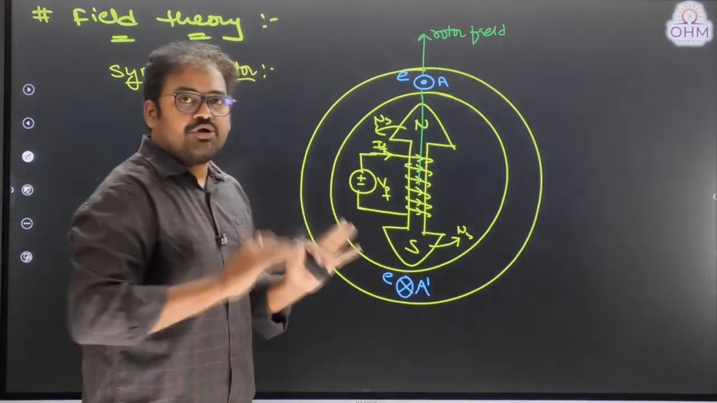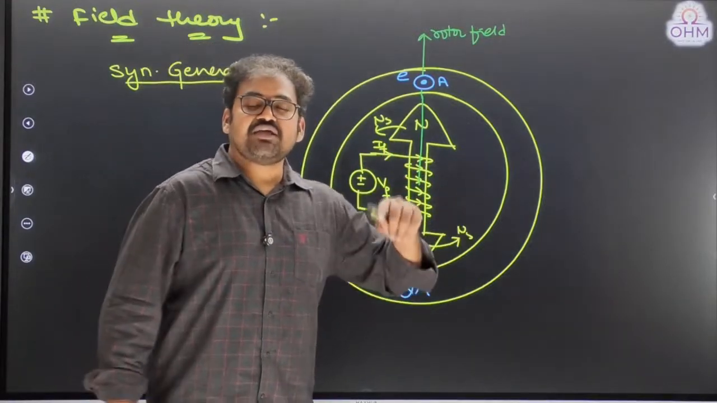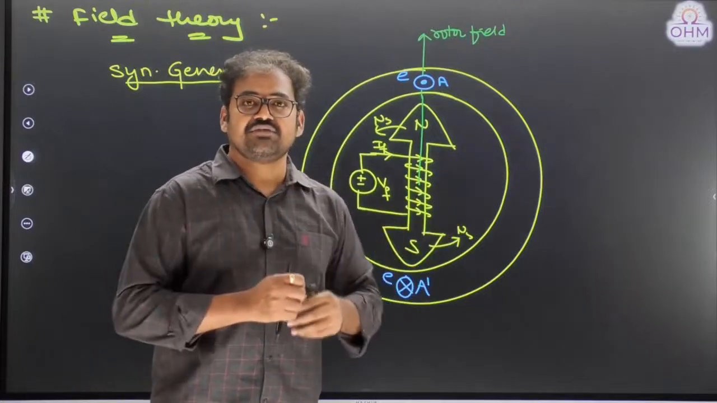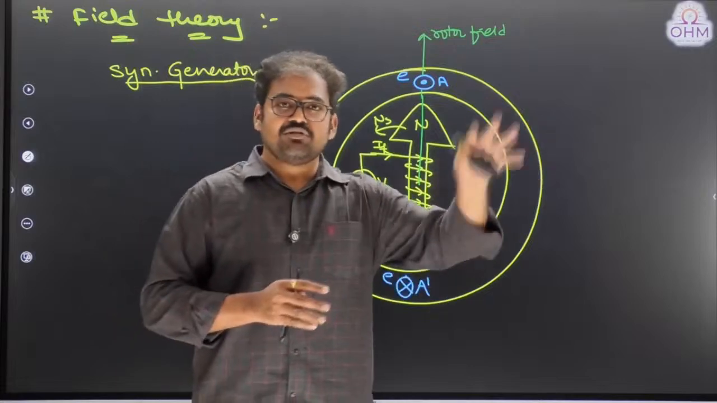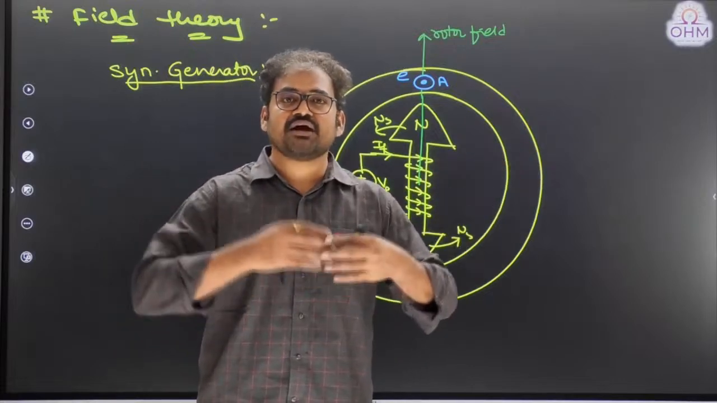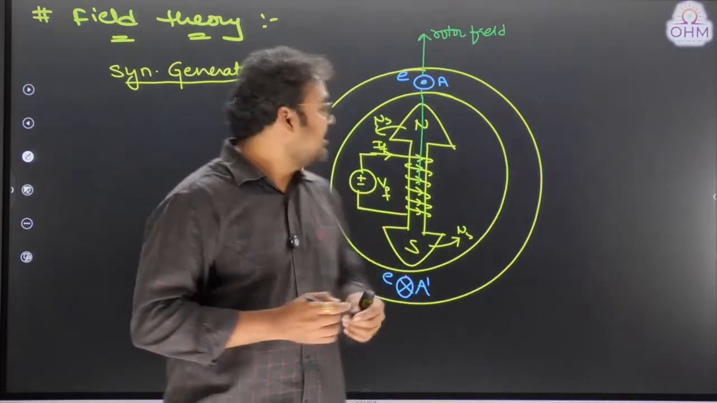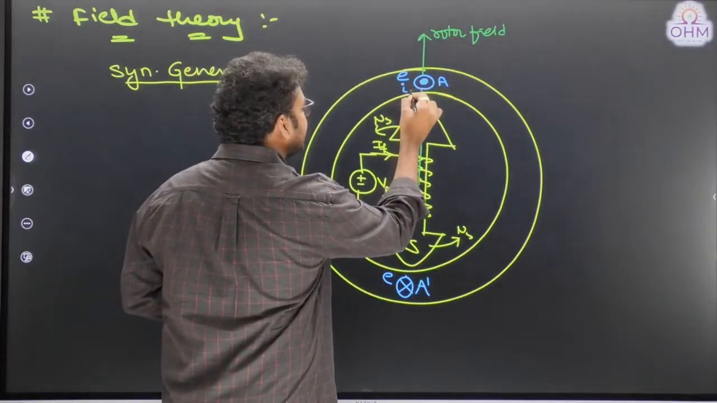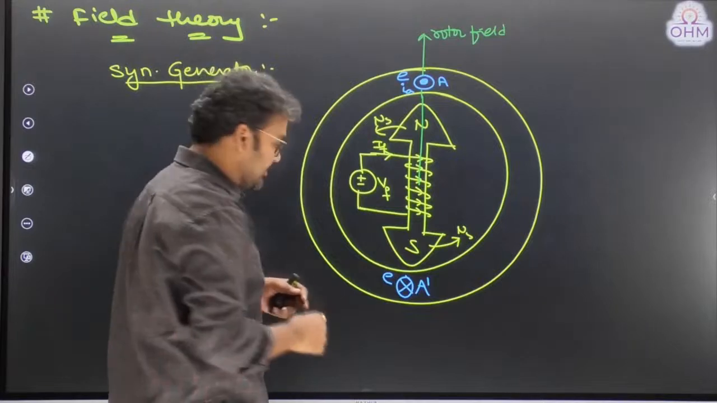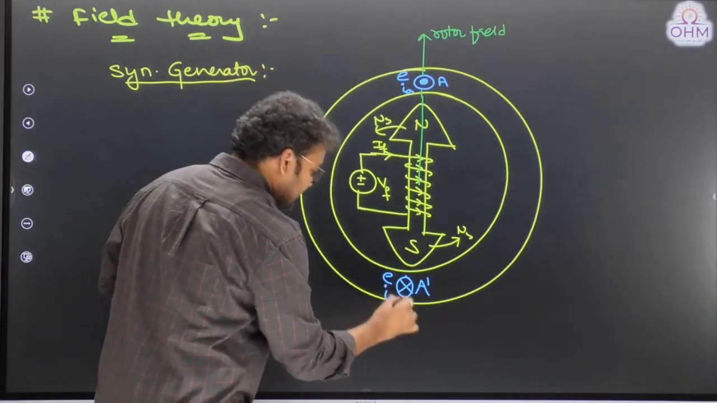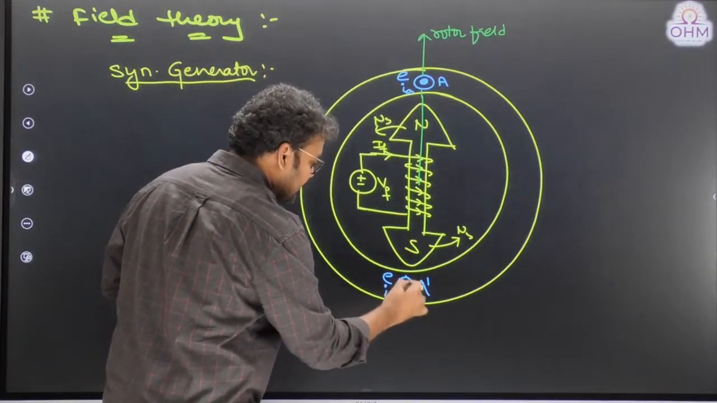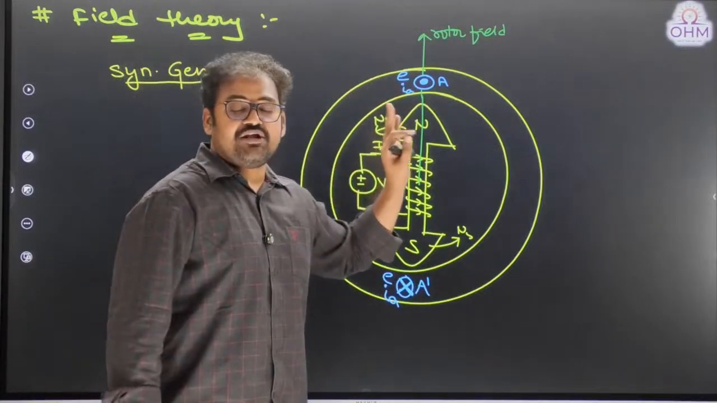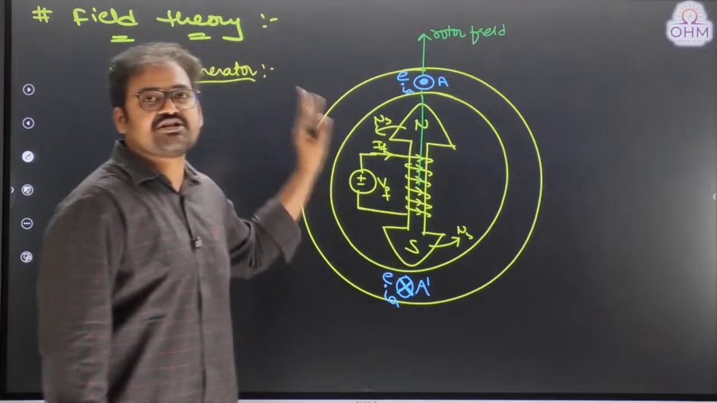Now once EMF is induced, can I say immediately current will be generated if the load is connected? Imagine you connected some load on the armature winding, so immediately current started to generate. Therefore this dot polarity EMF will generate armature current as a dot polarity. This cross polarity conductor will generate a current with cross polarity. So EMF and current polarities are the same because the machine is a generator.